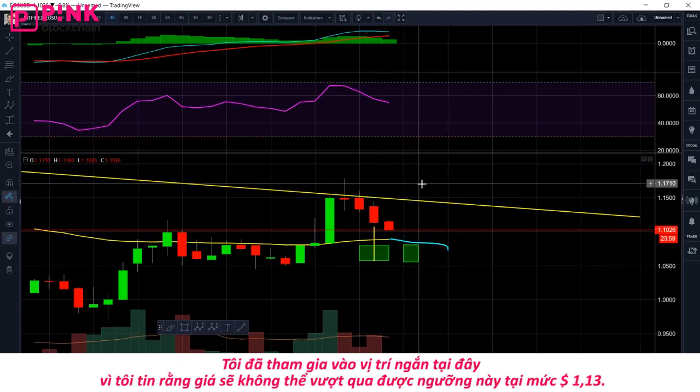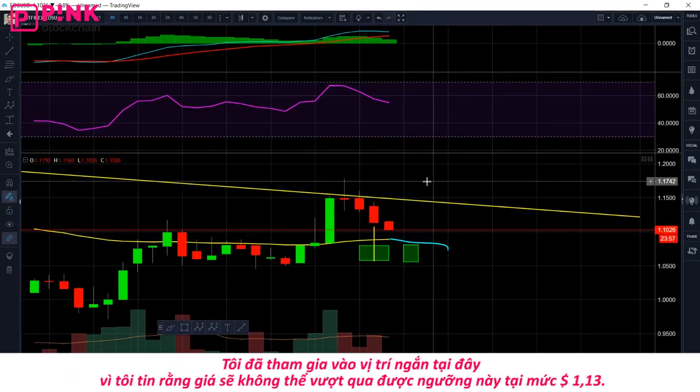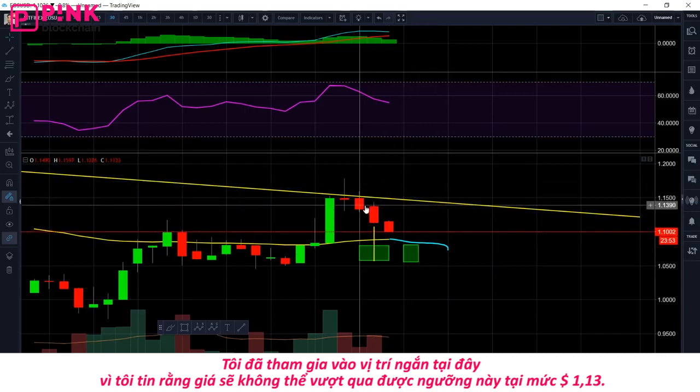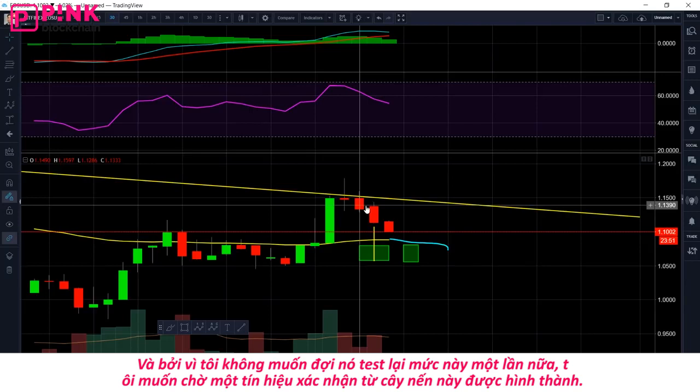I got into a pretty lovely short position from right up here because I assumed that it wouldn't break it. And then right away, I put a limit order for 113, and it closed within 5 minutes, and I made a 4-cent scalp on a few thousand coins, which is monstrous if you think about it, right? And because I didn't want it to test again, right?